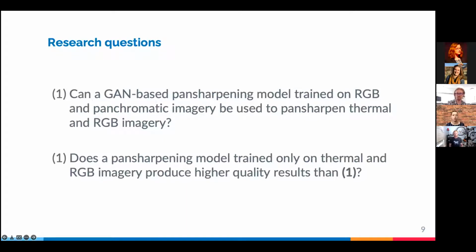So the two research questions that I wanted to talk about today are: first, can a GAN-based pan-sharpening model trained on RGB and panchromatic imagery be used to pan-sharpen thermal and RGB imagery? And secondly, does a pan-sharpening model trained only on thermal and RGB imagery produce higher quality results than the first?